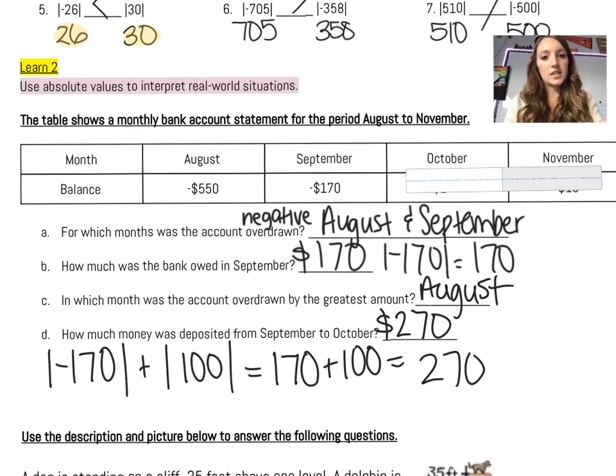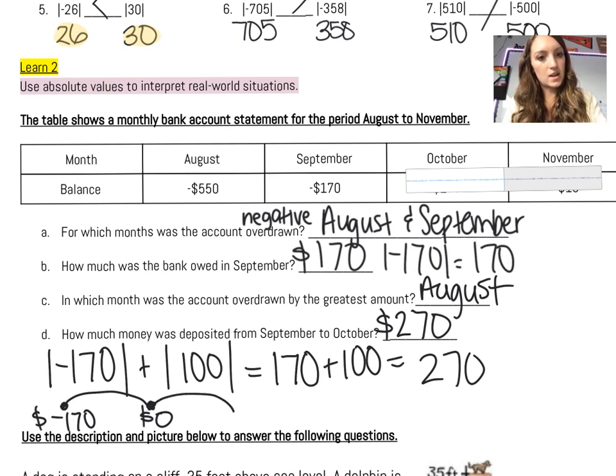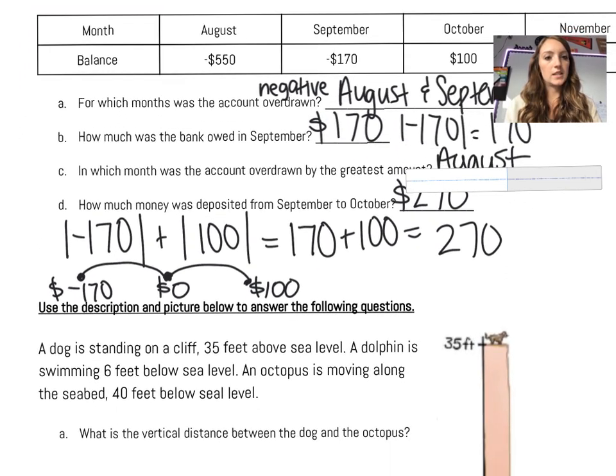We want to think about this as a visual. I'm here at negative 170. Money is added to get to $0. And then more money was added to get to $100. So altogether, that distance or that total amount of money ends up being 270. Okay. Let's move on to the next one.